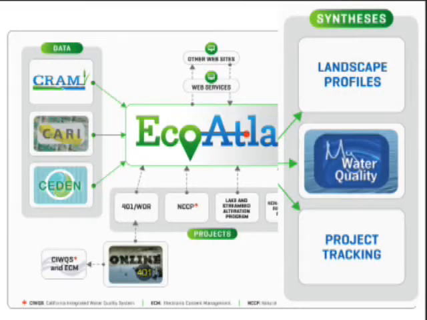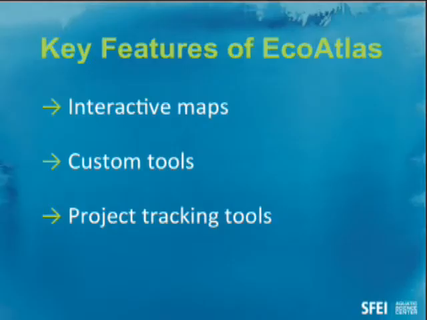So EcoAtlas aggregates these different data sets and provides synthesis tools for the user to be able to view and download this information. So landscape profiles allow users to summarize these multiple data sources for their area of interest. EcoAtlas is also the main engine that provides the data for the wetlands portal maps, and it also has some project tracking tools. So some of the key features include interactive maps, custom tools for viewing and downloading the data, and a variety of project tracking tools, including a file repository.